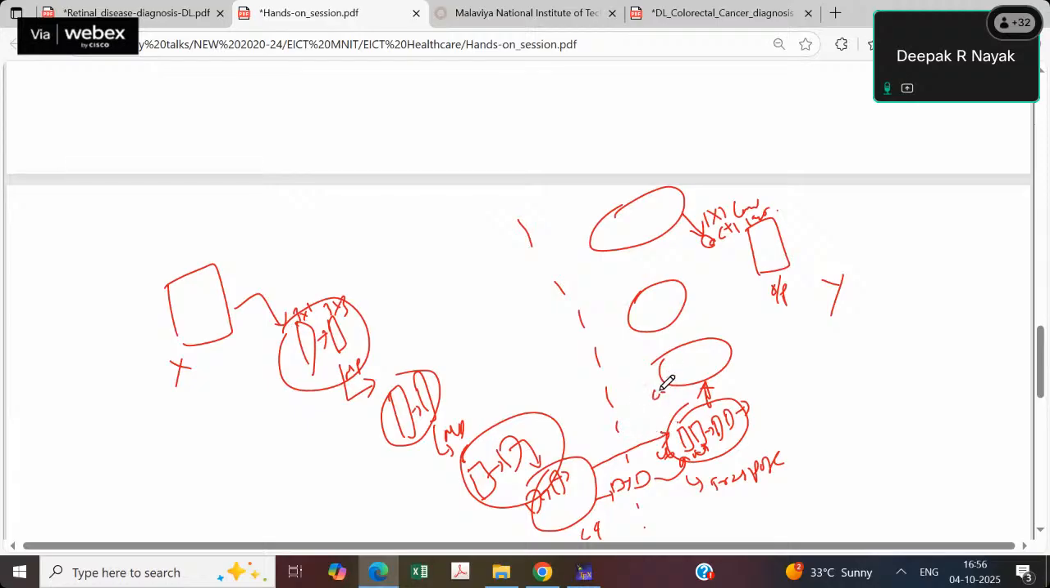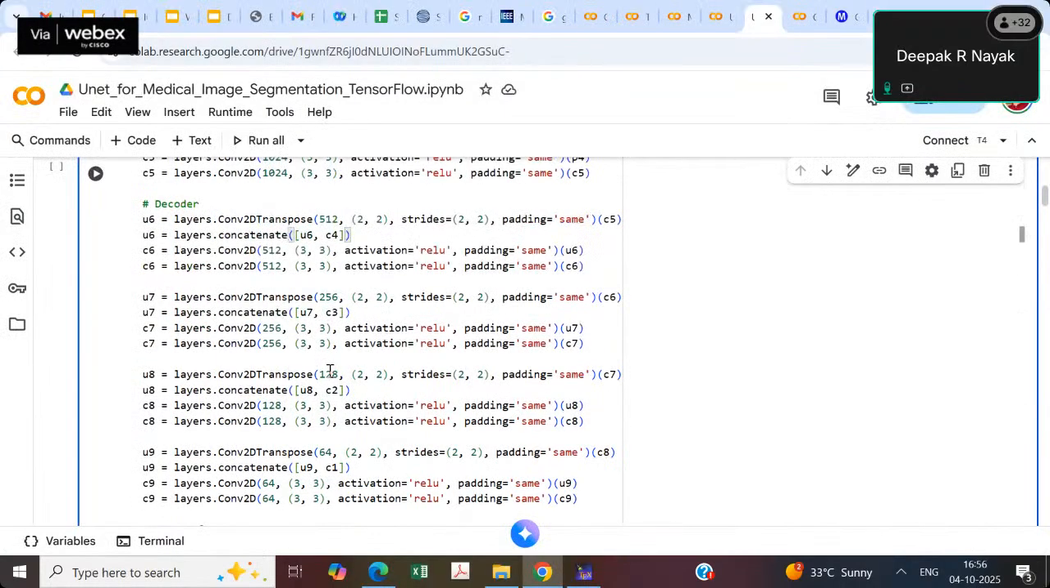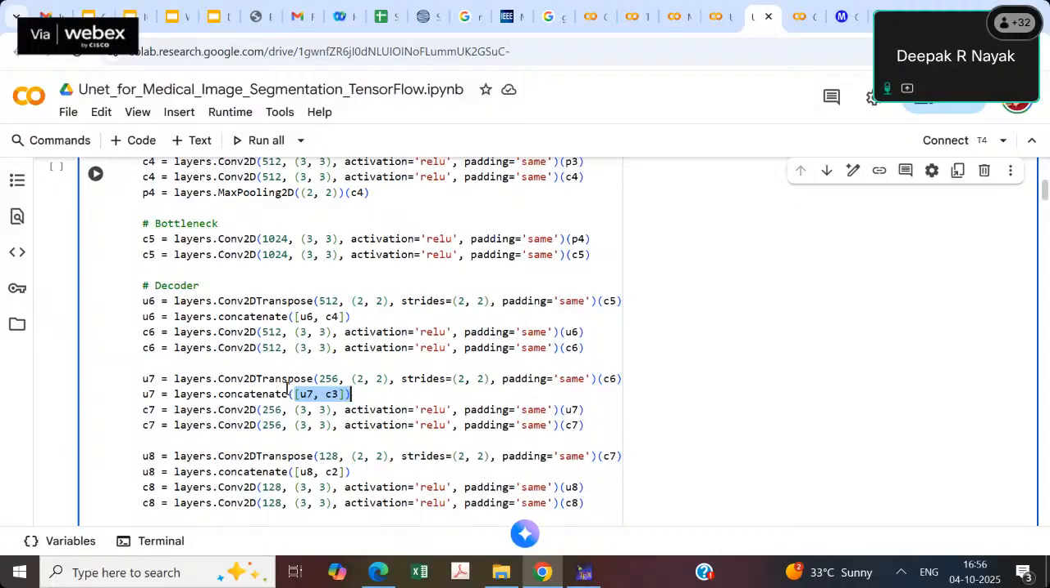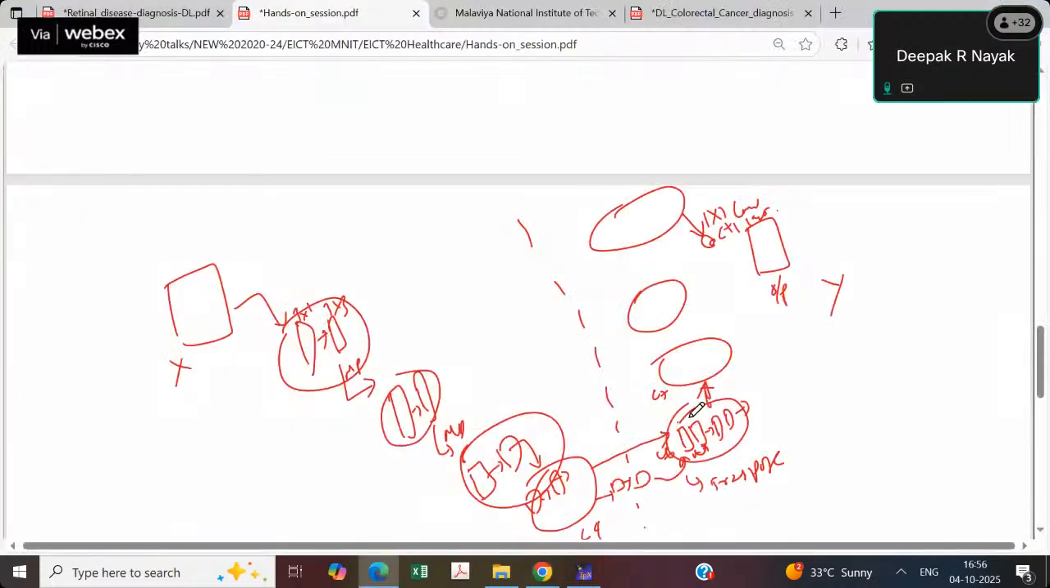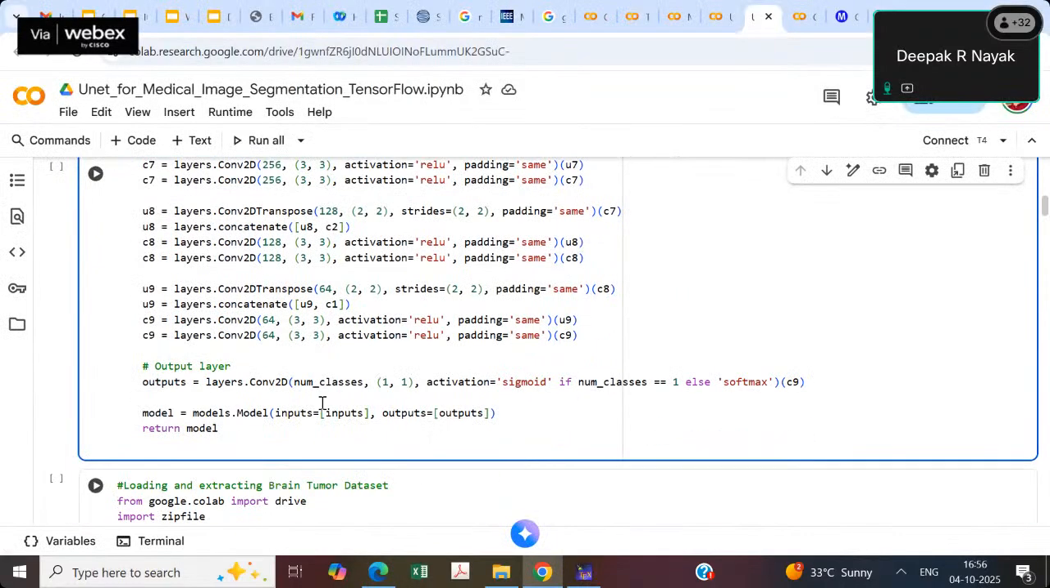Similarly, this is going to be U7. This is going to be concatenated with C3. You can see over here, U7 and C3 are going to be concatenated, right? And always after concatenation, you'll be having 2 more convolutional layers. This process is again going to repeat for 4 times. And finally, you will be having a 1 cross 1 convolution at the end. That is what we know.